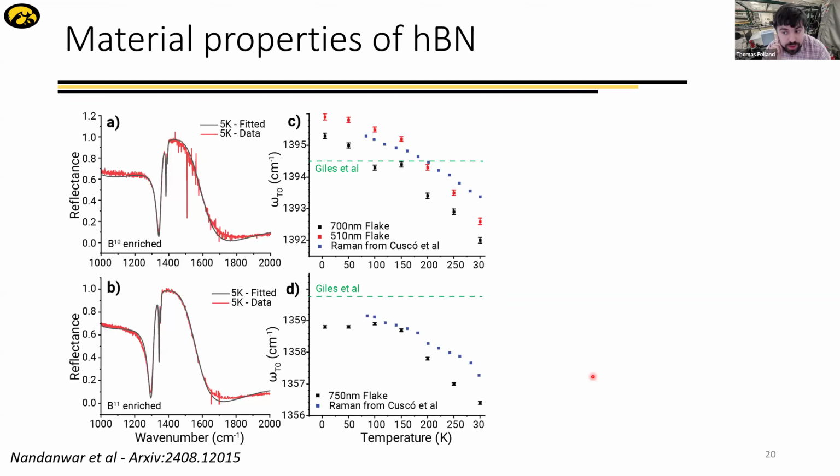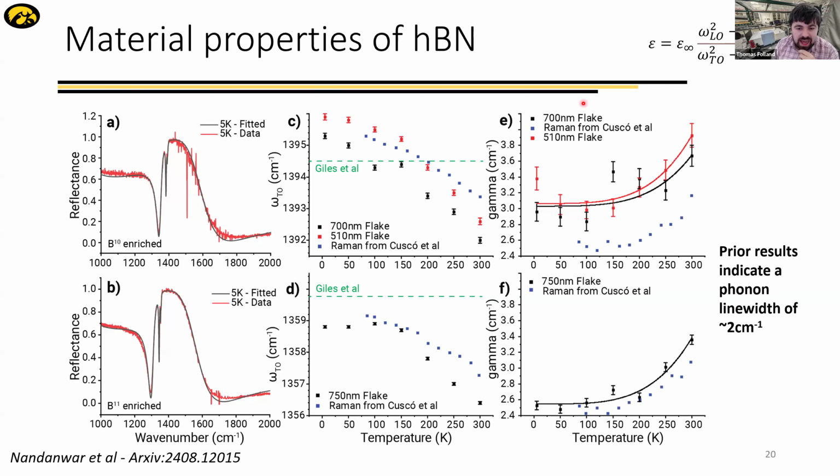So we do this fitting procedure where we fit our collected data to a physical model, and then we can extract out the optical properties as a function of temperature. So we can extract out the TO phonon energy, and we see it agrees extremely well with some temperature-dependent Raman data. There are some differences from what was previously reported, which we believe is just due to spectral resolution of previous measurements, as well as we can also extract out the phonon lifetime.